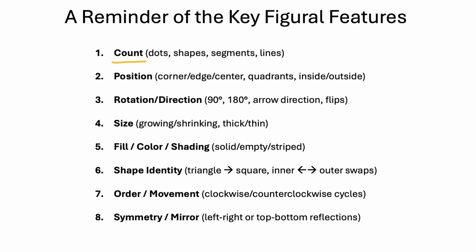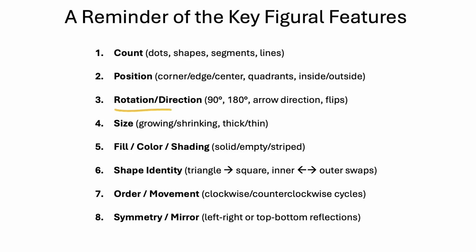The first one is the count. So we're talking about the number of something. So that can be dots, shapes, segments, lines, or more similar to the previous example, stripes. So you should count the different elements and see if that plays a role in the pattern. Then we have position. So there's several different positions you should keep your eye on. Corners, edges, and the center of a specific frame all should get due attention. Then we can also have quadrants or inside-outside features. So position is also key.